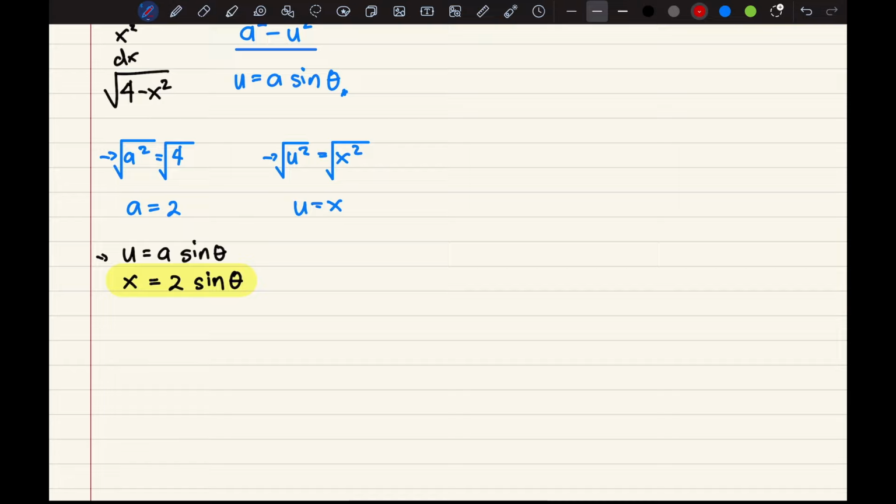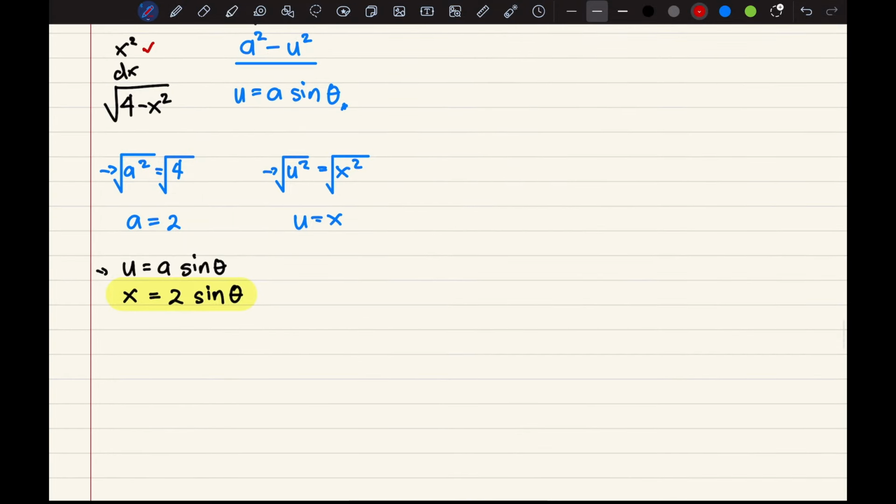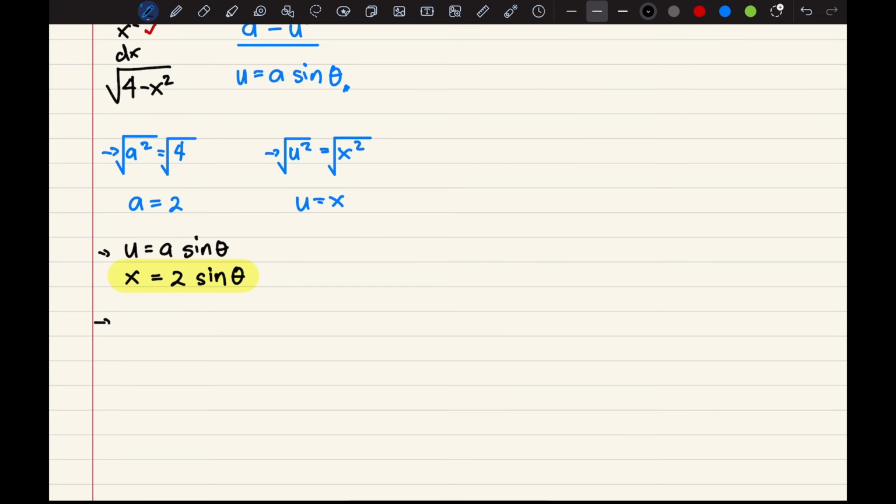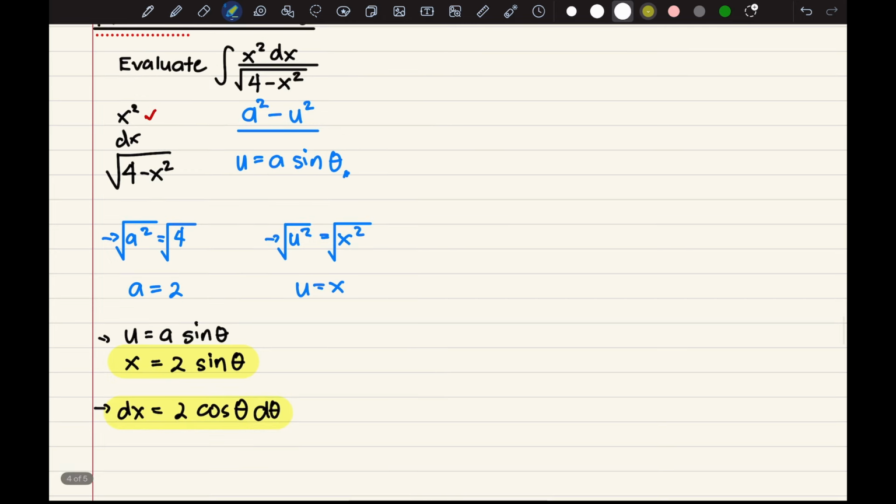So that is 1 down. So we now have a value for x. I-square na lang natin siya mamaya. Okay? And then, to find a substitution for dx or differential x, we simply differentiate or get the differential of x. So the differential of x, that is equal to constant na 2. So we have 2. And then the derivative of sine theta is cosine theta. And differential kinukuha natin, so don't forget yung differential theta sa dulo. So this is now our substitution for differential x.